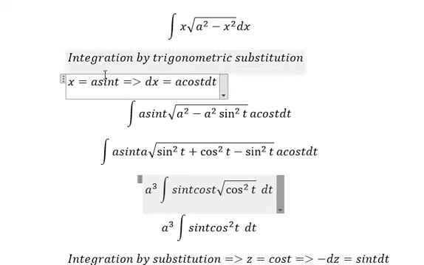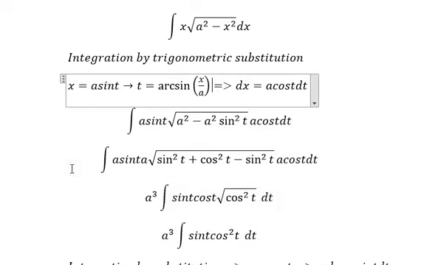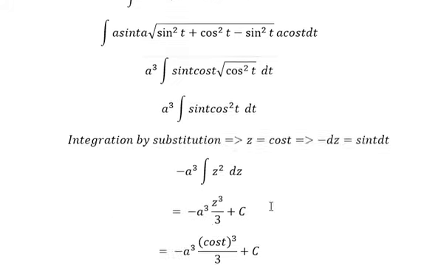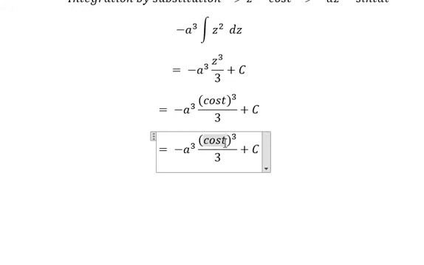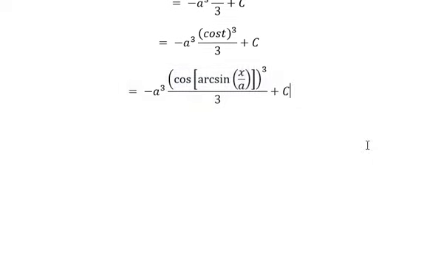So if we want to find the value of t, we need to use x divided by a, and t should be equal to arc sine x over a. And now we put this one in here. And now this is the final result.